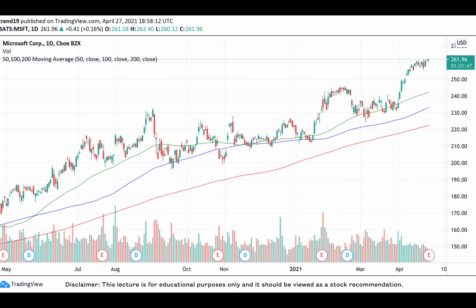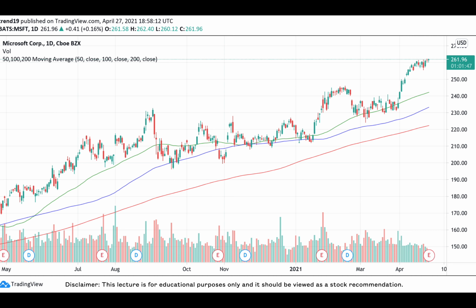By the time you view this video, this will already be out of date anyway. But I want to stress again, this is not a stock recommendation. But as of taking a screenshot of this chart, Microsoft is trading at a 52-week high at $261.96. And there's a group of stock traders called trend followers.